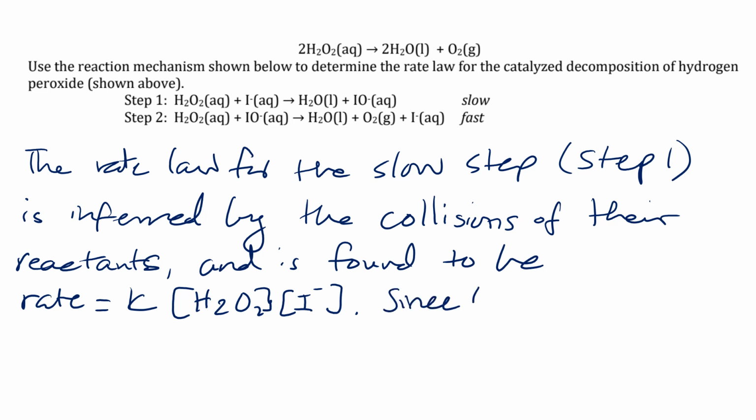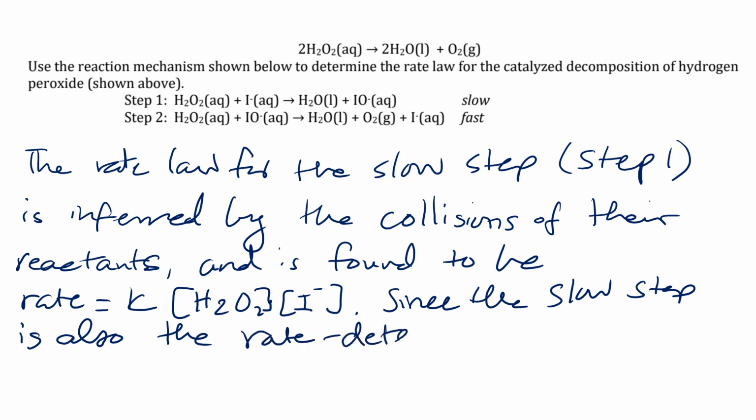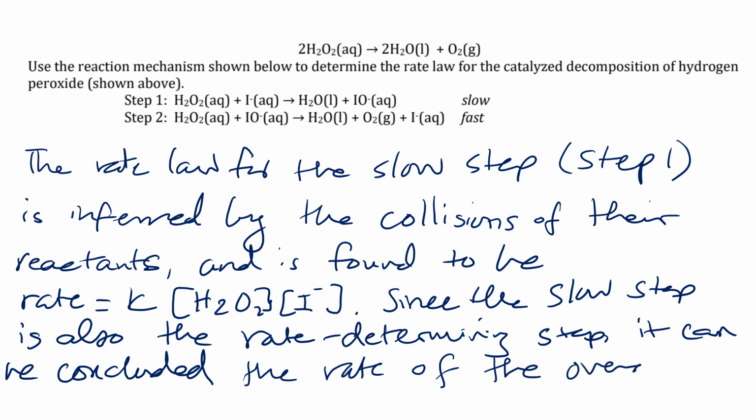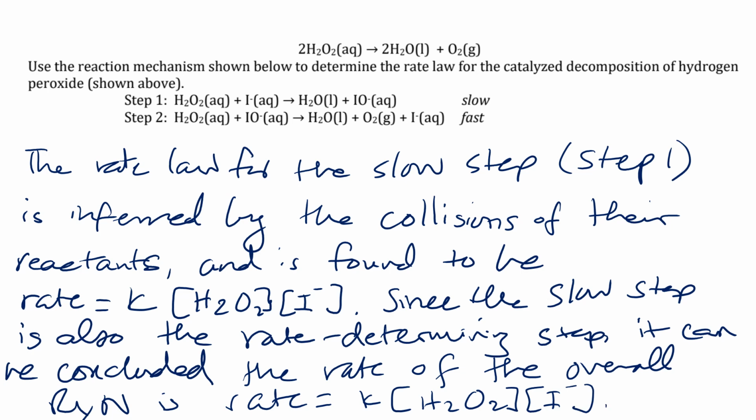Since the slow step is also the rate determining step, it can be concluded the rate of the overall reaction is rate equals K times H2O2 times I. Ooh, that was a lot of writing and a lot of talking. Okay.